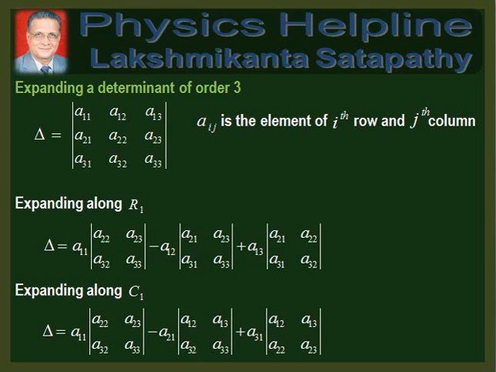Expanding the determinant along the first row, we get A11 into its minor determinant minus A12 into its minor determinant plus A13 into its minor determinant. We observe that the signs of the terms are positive, negative and positive. Next, we have expanded the determinant along the first column.